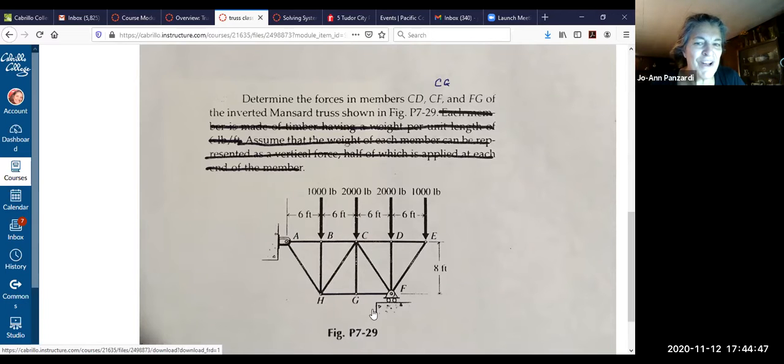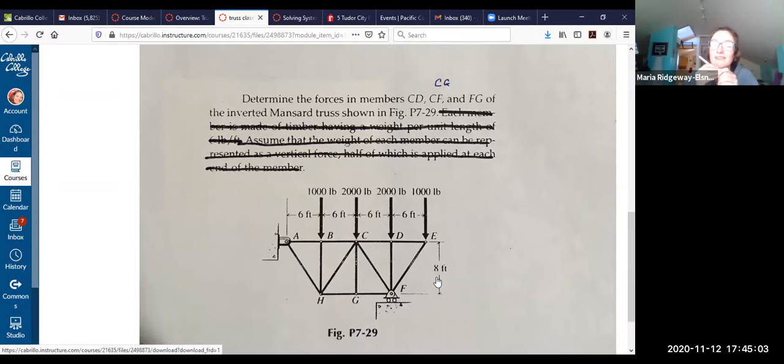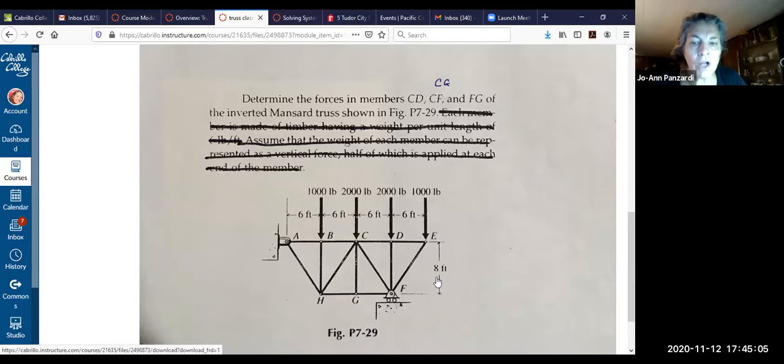You're sure of yourself, right? 3 unknowns, and it's a 2D problem. So can I find all 3 of them? Yes, I can. So now, Maria, you get to decide if you want to do the left side or the right side. It doesn't matter. I want to do the right side. You want to do the right side. Okay, so let's all draw the free body diagram on the right side.